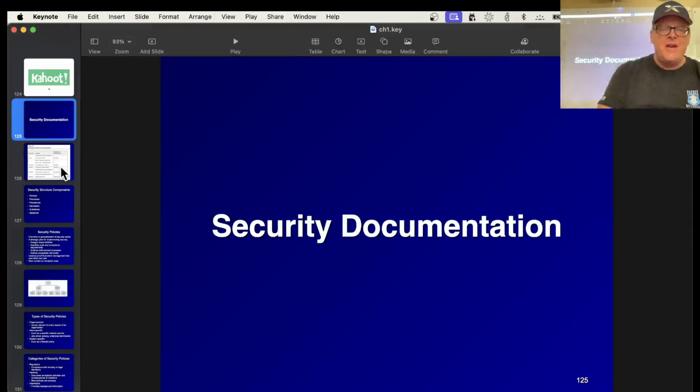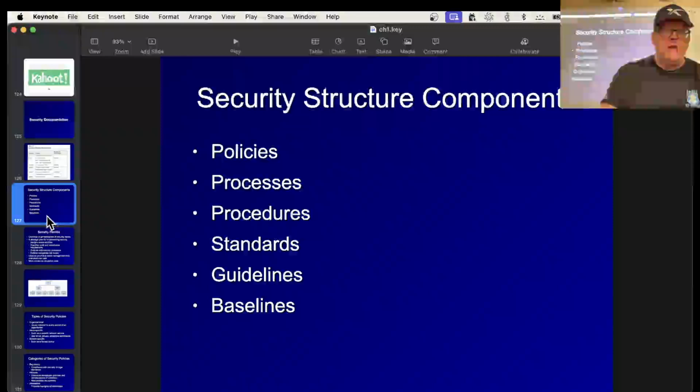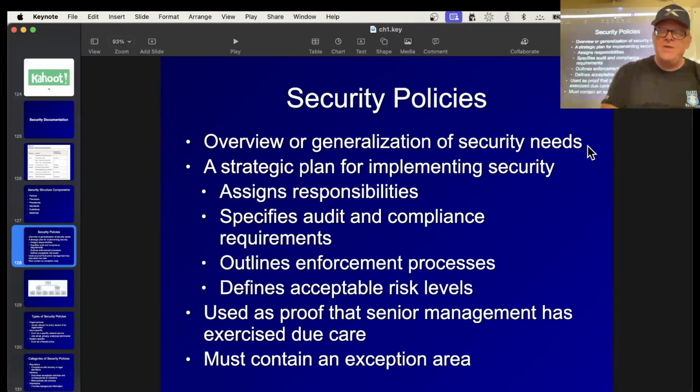So, security documents. You've got a policy, and then procedures, standards, guidelines, and baselines. And these all are different levels of documents that control your security. The policies are the overview and generalization from the top, with a general strategic plan to assign responsibilities, specify requirements, enforcement policies, and acceptable risk levels. And this is the proof that senior management has exercised due care.